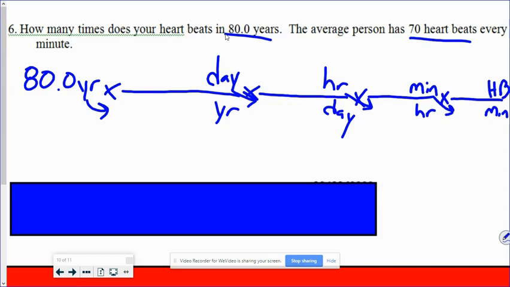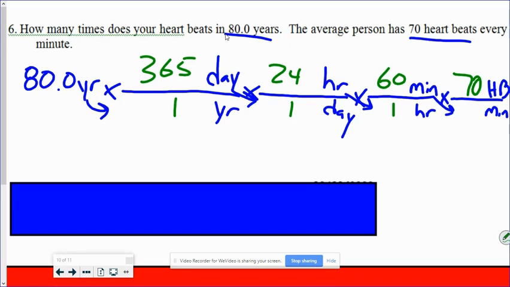I have to go put in some numbers. Well, the relationship between days and years, again, 365 days in 1 year. Hours and days, 24 hours in 1 day. Minutes and hours, 60 minutes in 1 hour. And heartbeats and minutes, well, we have 70 of those. All the labels cancel out except for heartbeats.